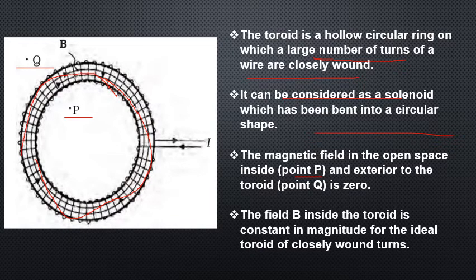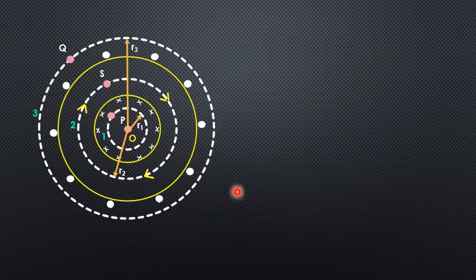So now here basically the magnetic field inside, that means at point P, and outside, that is at point Q, is 0. We will be proving it in the coming derivation. And the field is present only in the region between the coil or turns of the toroid. So here we derive the expression for magnetic field due to a toroid.